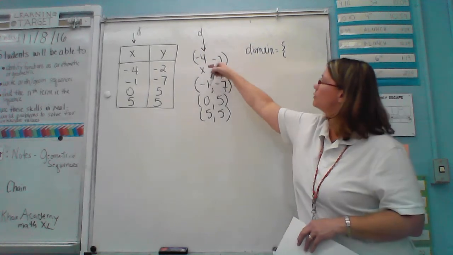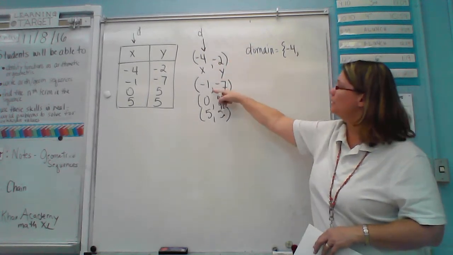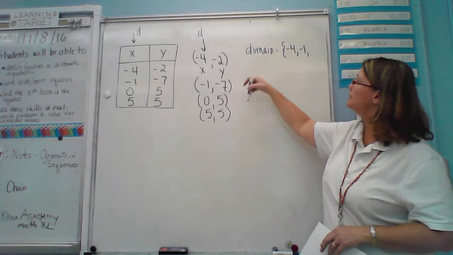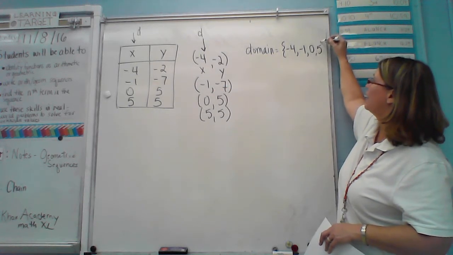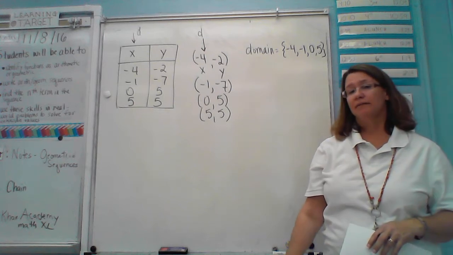So I'm going to go ahead and start with my -4, then I'm going to hit my -1, then I'm going to hit my 0, and then I'm going to hit the +5. That is the list for my domain.